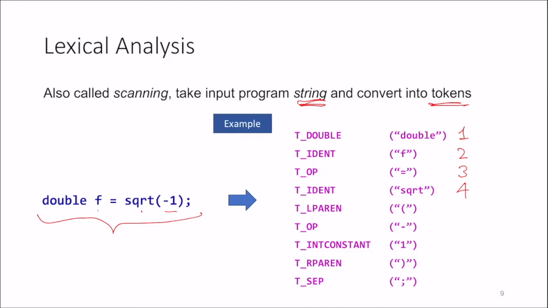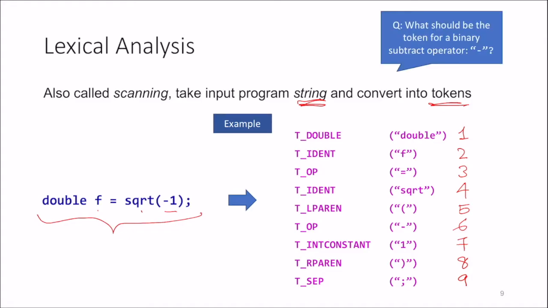And then there are tokens for the structure. The fifth token is a left parenthesis. Then there's an operator, the sixth token, which is the minus sign. The integer constant is the seventh token. Then the eighth token is the close parenthesis. And finally, we have the ninth token, which is the end of this statement, a semicolon.